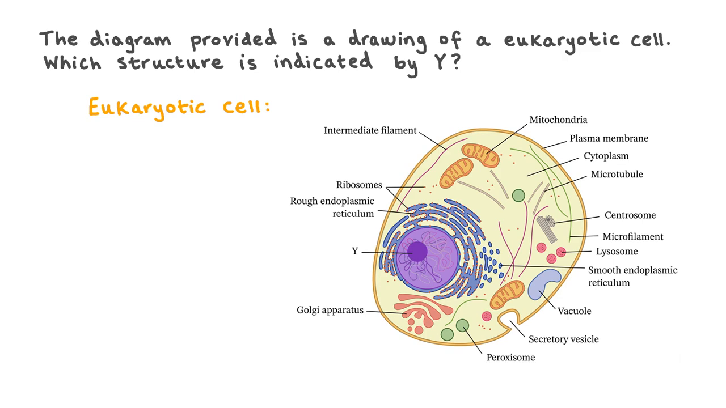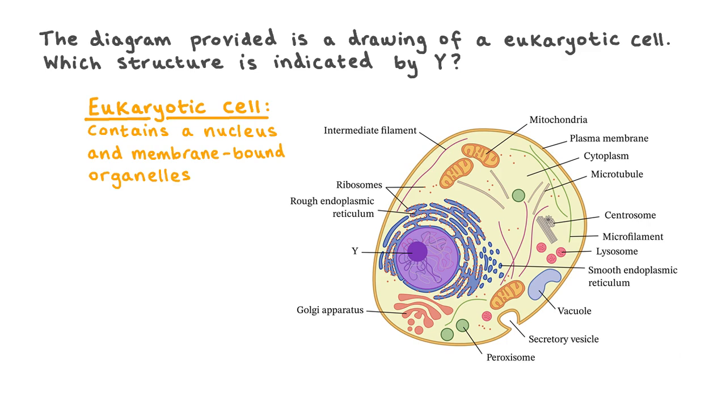This question presents us with a diagram of a eukaryotic cell. Eukaryotic cells contain a nucleus and other membrane-bound organelles. We can see that our mystery structure Y is located inside a larger circular structure that's surrounded by membranous folds. This larger structure is the nucleus, and the membranous folds make up the rough endoplasmic reticulum, the smooth endoplasmic reticulum, and the Golgi apparatus. To work out what Y is, let's review the structures of the nucleus.